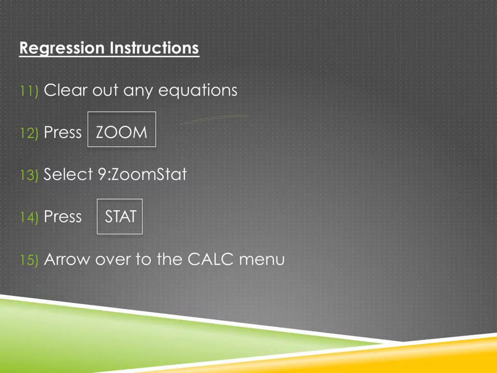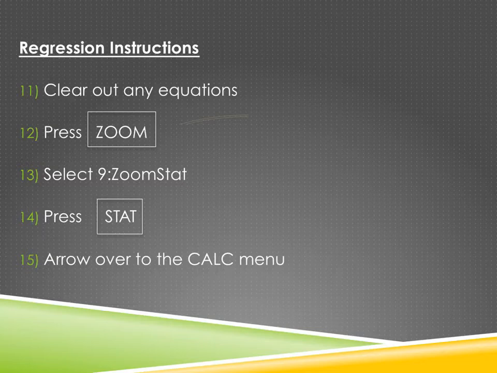Now, it's not going to work here because we didn't put any data in yet. But the way that you see your dots is you select zoom, and it's actually zoom 9. 9 is zoom stat, and it will show you the dot plot. Okay, so we'll look at the dots. This will show you the dot plot by hitting zoom 9.